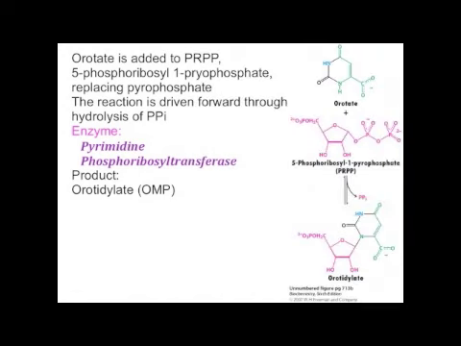It is going to be added to 5-phosphoribosyl 1-pyrophosphate, PRPP, through the formation of a glycosidic bond with the loss of pyrophosphate, which acts as a leaving group. This reaction is driven forward through the subsequent hydrolysis of pyrophosphate to yield 2 molecules of inorganic phosphate. The enzyme that catalyzes this reaction is called orotate phosphoribosyltransferase. And this name makes sense. We're transferring a pyrimidine ring to a phosphoribosyl platform to yield orotidylate.